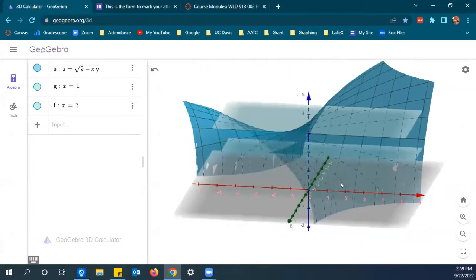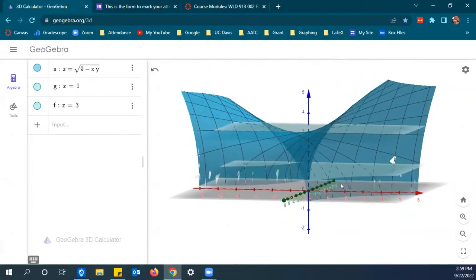It's kind of cool. So that's the idea of level curves. The level curves are the two-dimensional curves in a particular plane at a certain height, where that plane intersects the surface that we're looking at. So it's all of the surface that happens to be at that particular height.